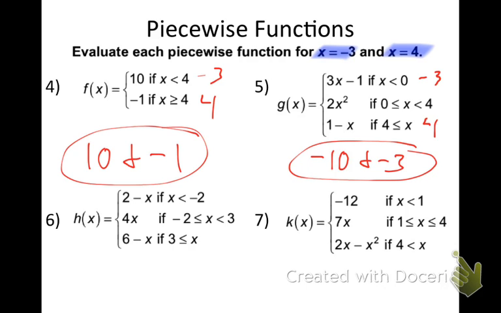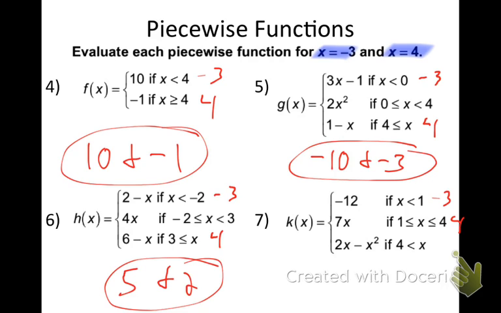Nice job. Number 6, negative 3 would go into the first function, and 4 would go into the third function. And what do I get when I plug those in, Maddie? 5 and 2. And number 7, negative 3 would go into the first function, and 4 would go into the second function. And I get answers of what, John?